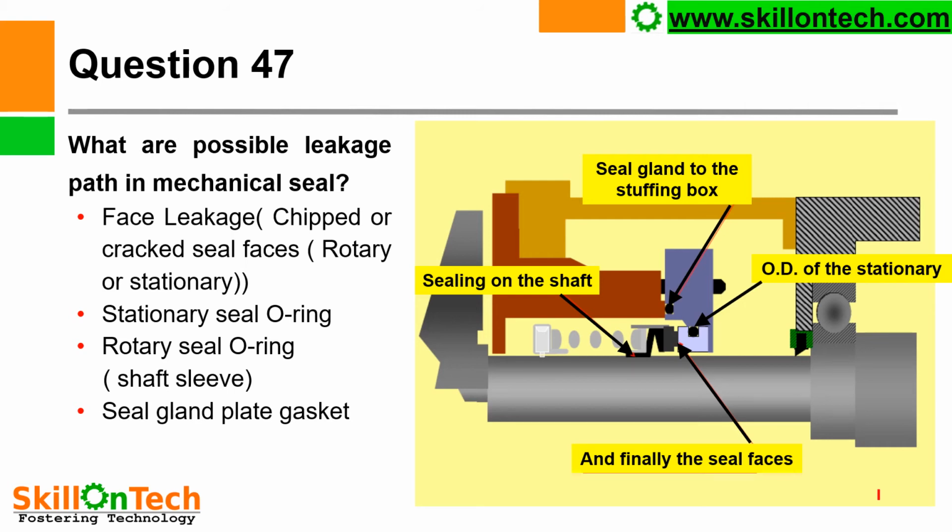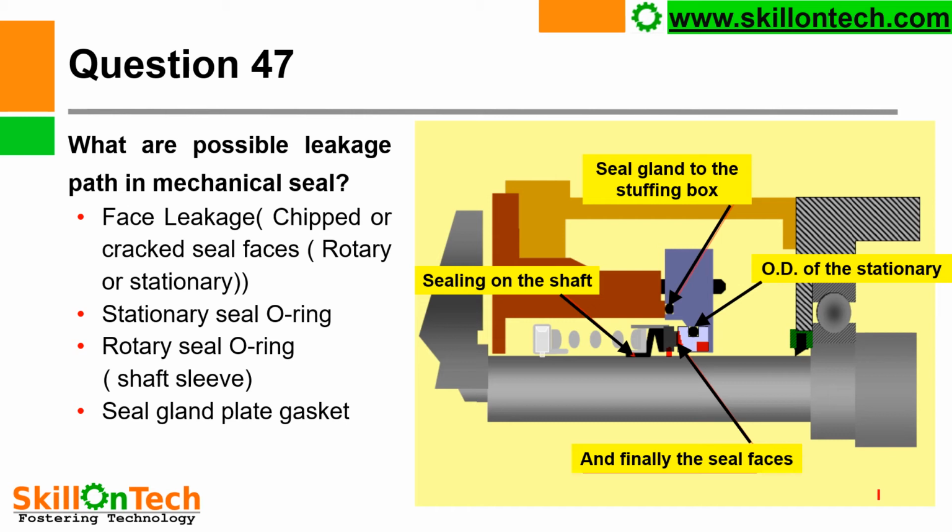What are possible leakage paths in mechanical seal? You can see a picture where a mechanical seal assembly is shown on a pump shaft. Face leakage, chipped or cracked seal faces, rotary or stationary. So here you can see that these are the seal faces. This is a rotary unit and this is a stationary unit and this is a rotary unit. So these are the seal faces where these are mating.